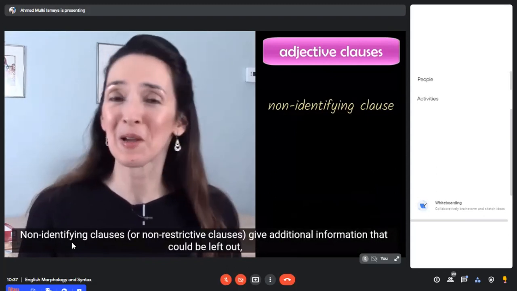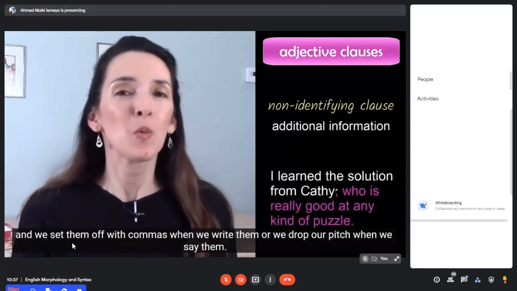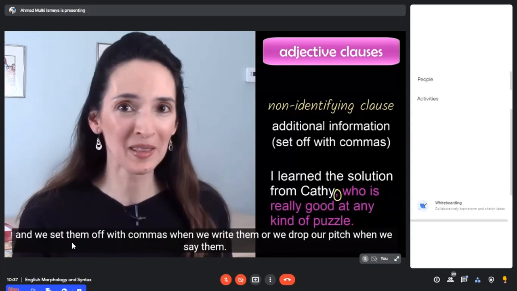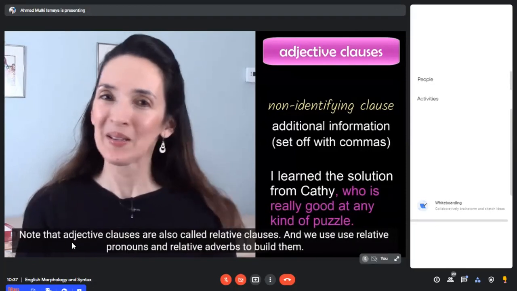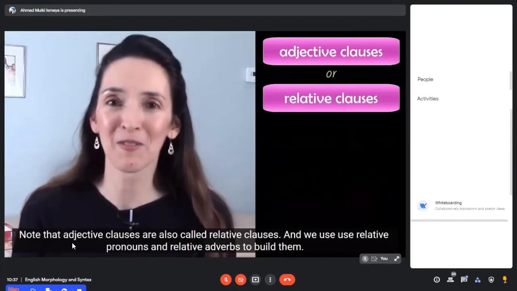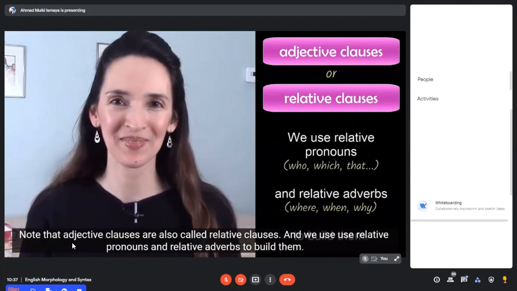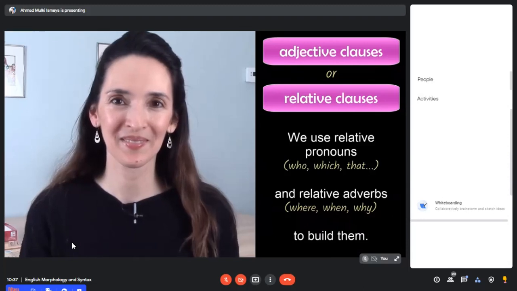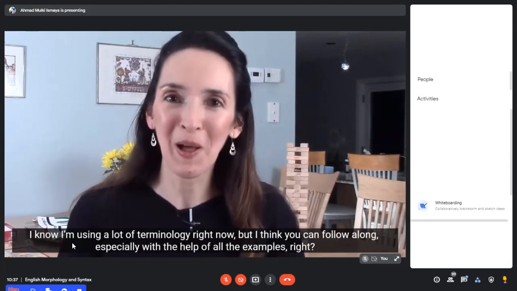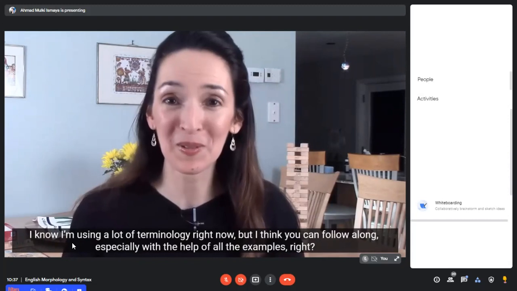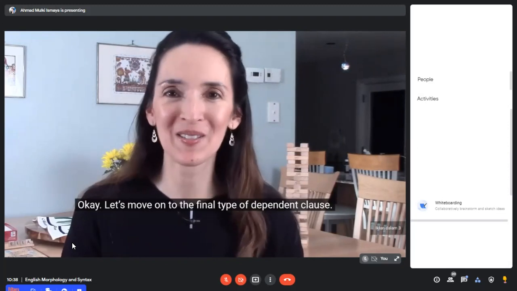Non-identifying clauses, or non-restrictive clauses, give additional information that could be left out. We set these clauses off with commas when we write them, or we drop our pitch when we say them. Note that adjective clauses are also called relative clauses, and we use relative pronouns and relative adverbs to build them. I know I'm using a lot of grammar terminology right now, but I think you can follow along, especially with the help of all the examples, right? Okay, let's move on to the final type of dependent clause.